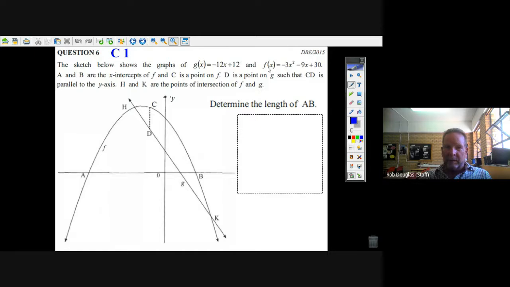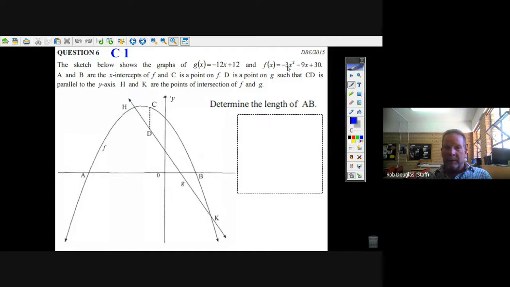The other function is f of x equals minus 3x squared minus 9x plus 30. Well, you should know that that's a parabola in standard form, and it's upside down. It's unhappy. Now, the first question is, what is the length AB? What is the length AB?